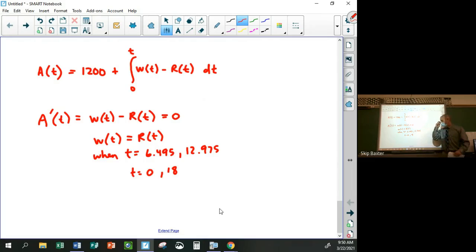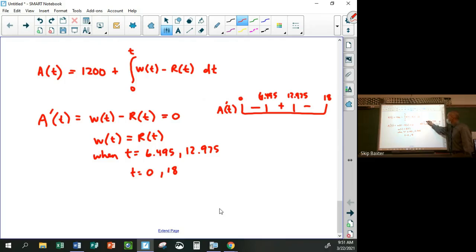Another way to do it is you could identify relative mins. So you can make a little table for A prime, and it ends up looking like this. If you have 0, 18, 6.495, and 12.975, the table or the chart looks like this: minus, positive, minus. So there's only 2 relative mins at 6.495 and at 18.